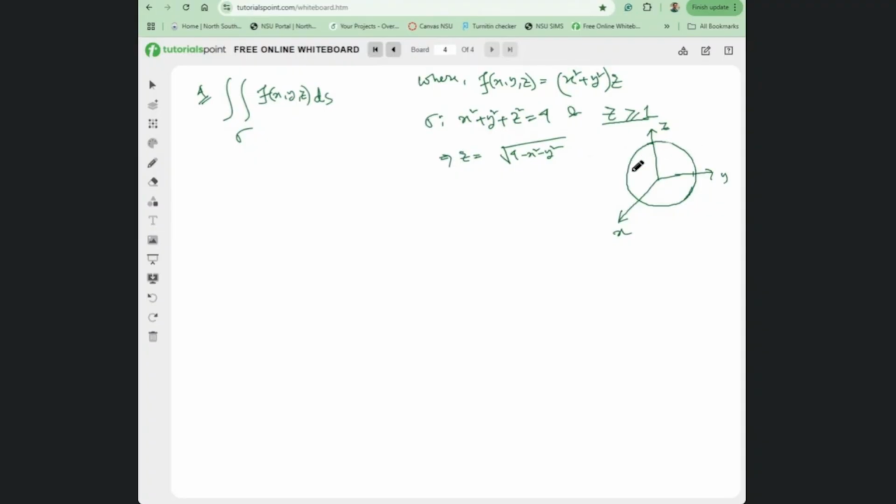Now z equals to 1. Let's say z equals to 1 is here. Z equals to 1 plane cuts the sphere, right? So here you will get a circle in the cross section.